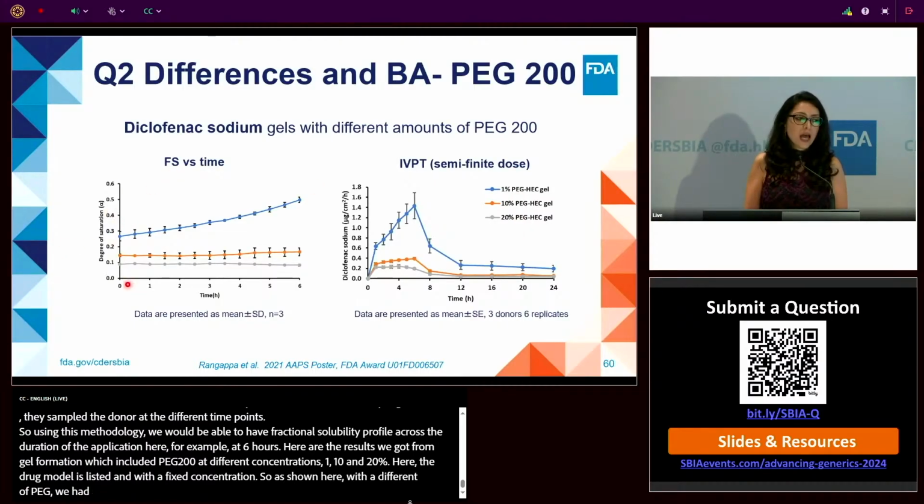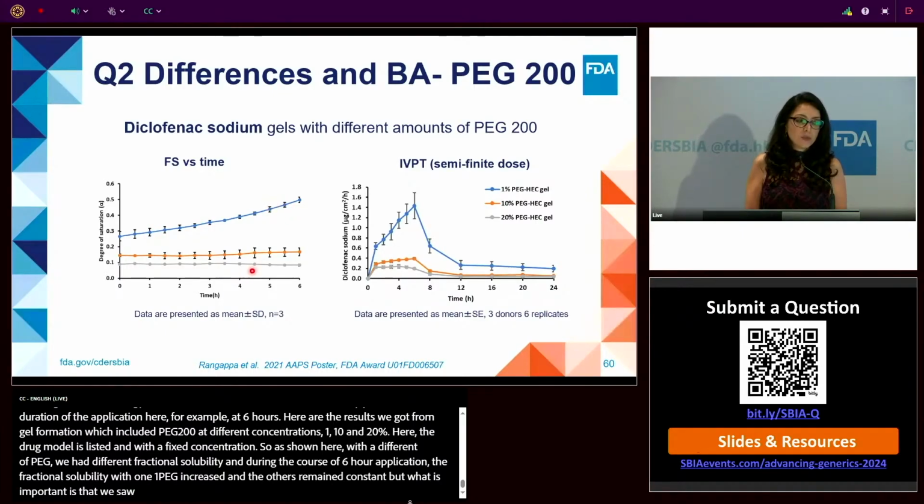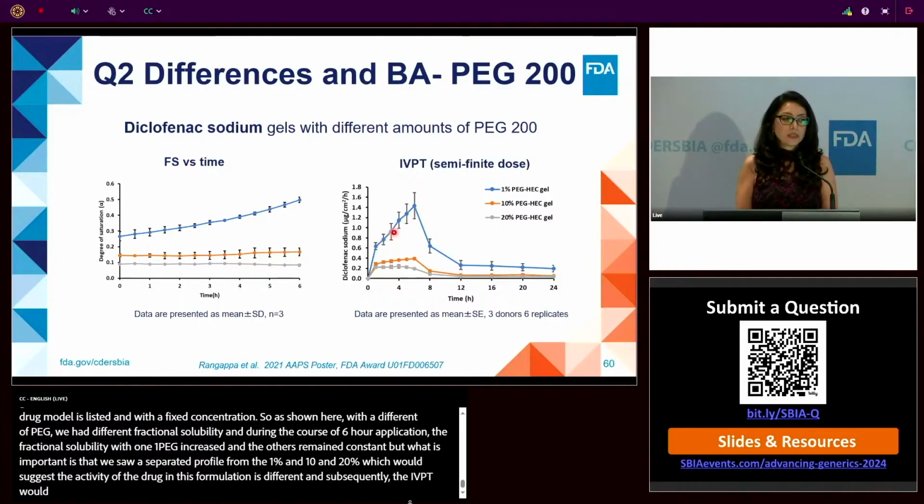fractional solubility, and during the course of 6-hour application, the fractional solubility with 1% PEG increased, and for the other two it kept constant. But what is important is we saw well-separated profiles from the 1%, 10% and 20%, which suggests that the thermodynamic activity of the drug in these 3 formulations is different, and subsequently the IVPT results also showed that the permeation rate was significantly different for the diclofenac from the 1% PEG formulation compared to 10% and also 20%.